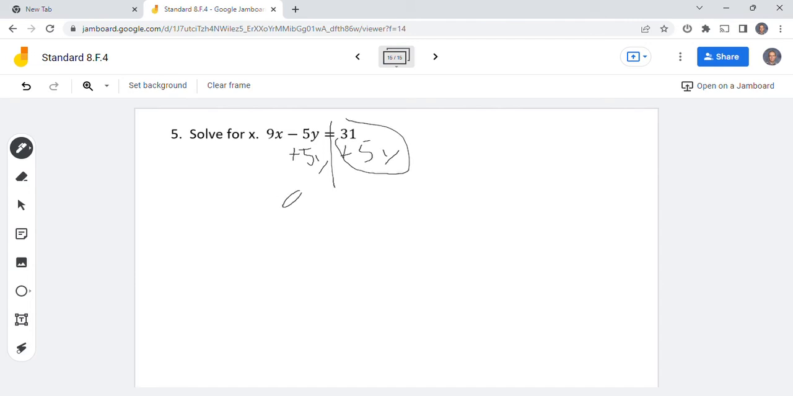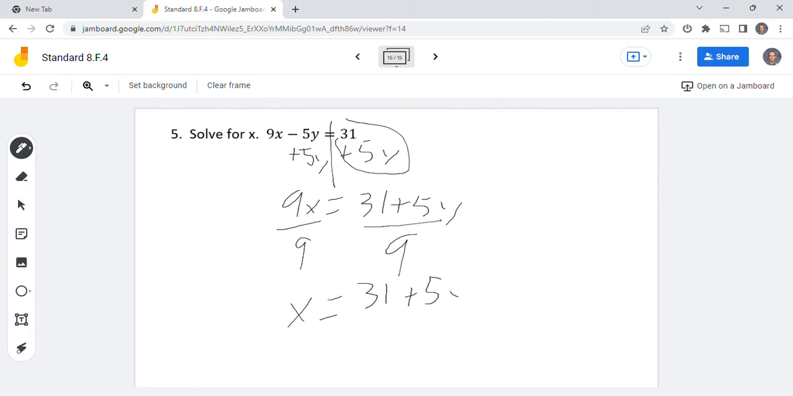That leaves us with 9x. On the right hand side, we have 31 plus 5y. And finish this out by dividing by 9. We have to divide both on this side by 9. That gives us x. On the right hand side, if I could simplify it, I would. There are no like terms or common factors on this, so I can't simplify it, so I'm just going to leave it as 31 plus 5y over 9. And we're finished because the x is by itself.